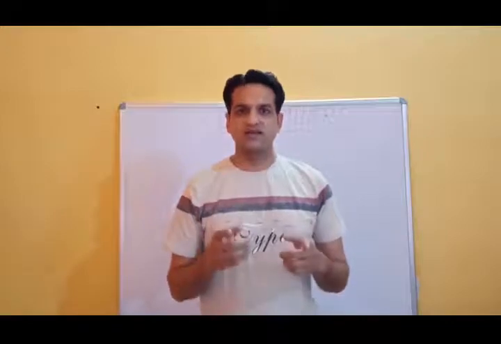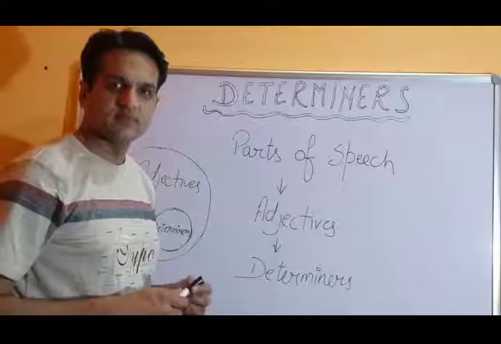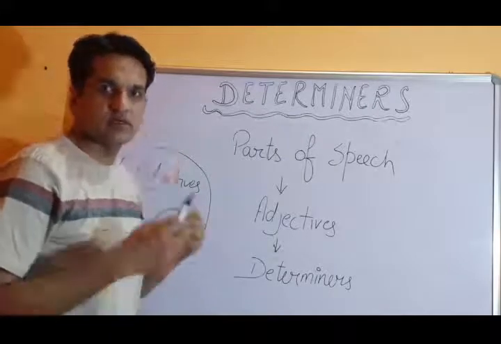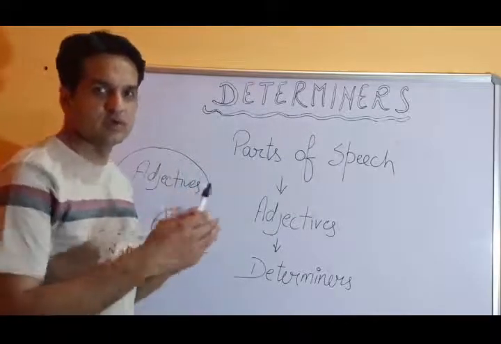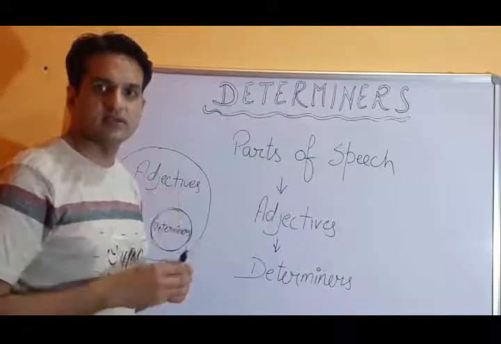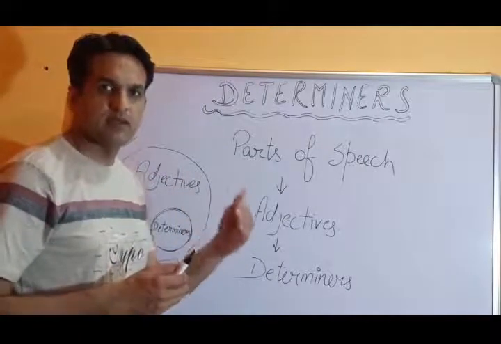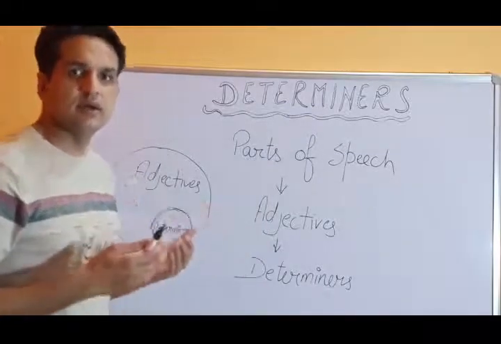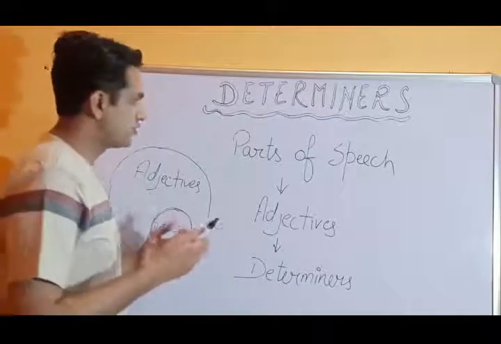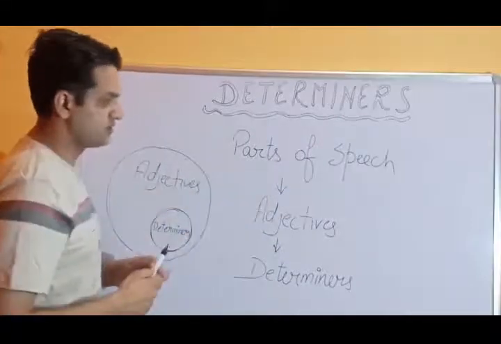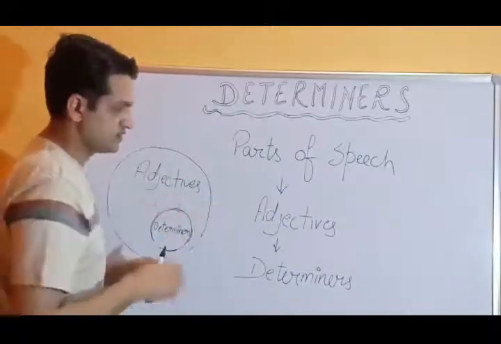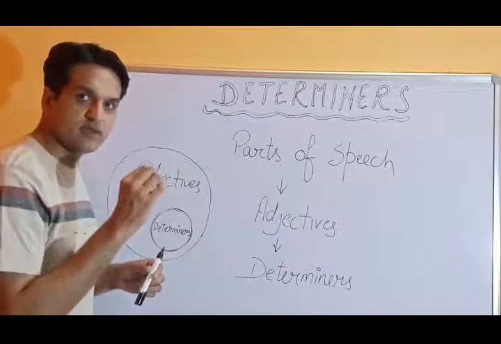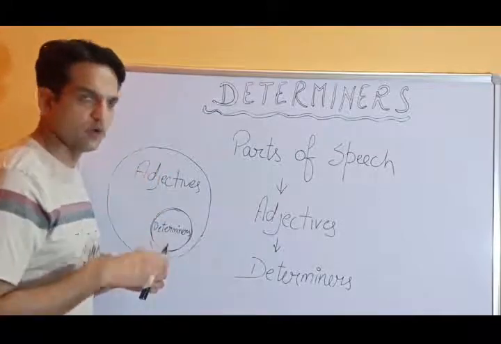So let's start determiners. If we talk about English language, then various words are divided into 8 functional categories. In a sentence, various words play different roles, and as per their role or function, they are divided into 8 categories. Those are called parts of speech. One of them is adjectives. Adjectives are those words which modify or qualify a noun or pronoun.